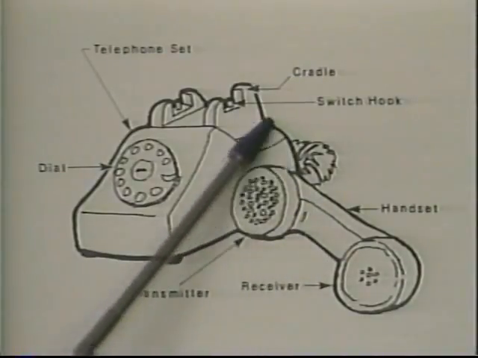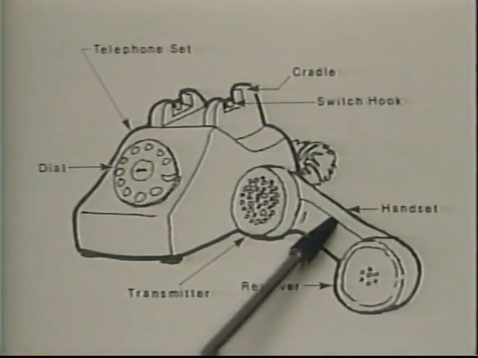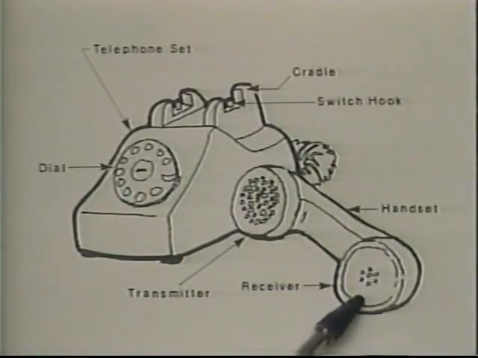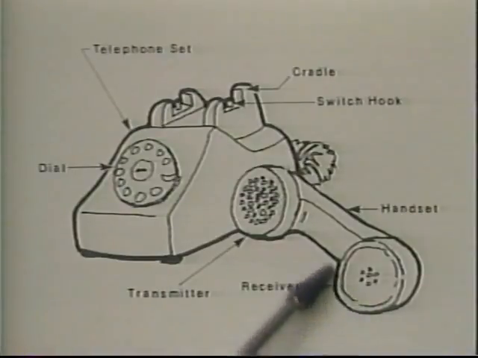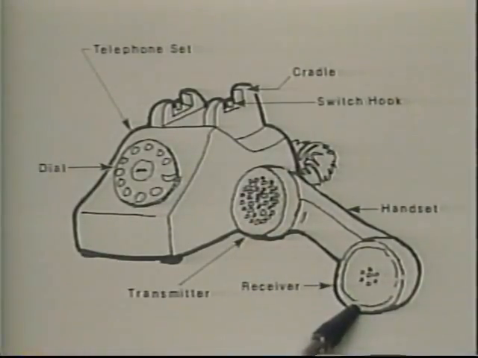When the handset here is placed in the cradle, we say the phone is on hook or disconnected from the network. When the handset is removed from the cradle like this, we say the telephone is off hook or connected to the line or the network. The handset itself is made up of the receiver, sometimes called the earpiece, and the transmitter, which is sometimes called the mouthpiece. The transmitter is where we speak into, and the receiver is where we listen.